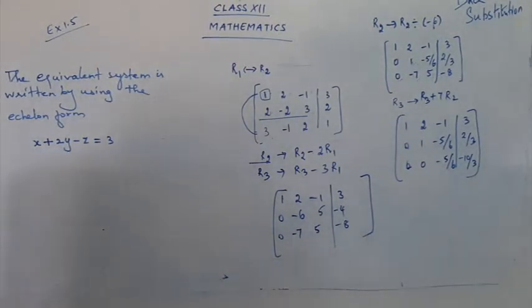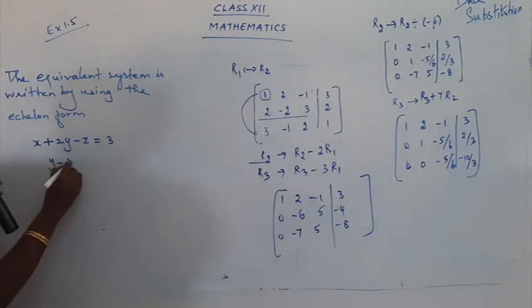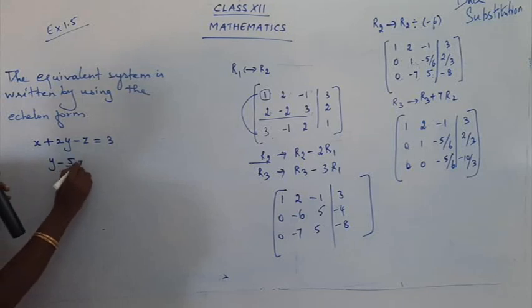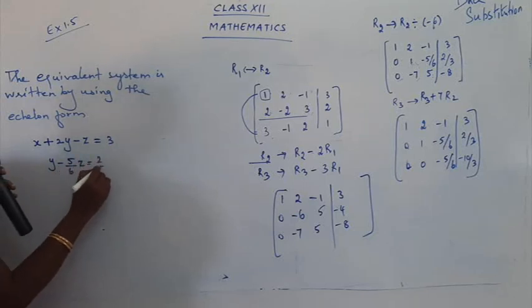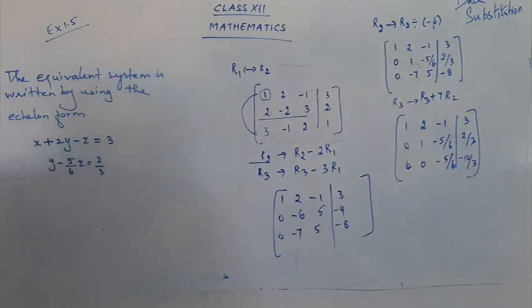Don't go for 0x. Don't write 0x. Just continue from where you have the values, unknown non-zeros. It's from the y variable. So y minus 5 by 6z is equal to 2 by 3. I hope this step is clear, children. We are just writing the matrix in terms of echelon form.